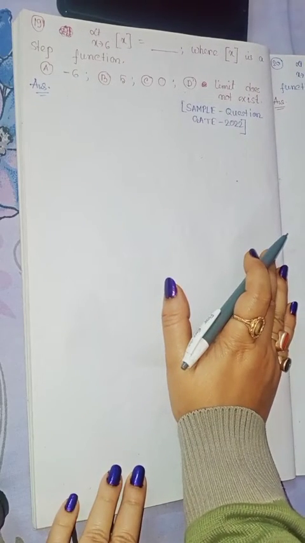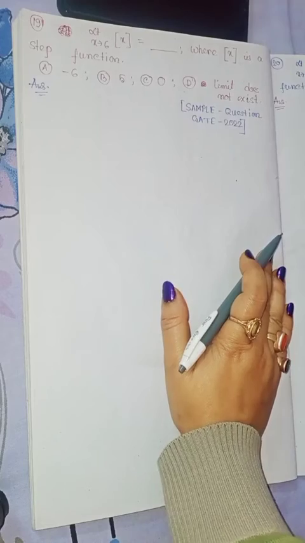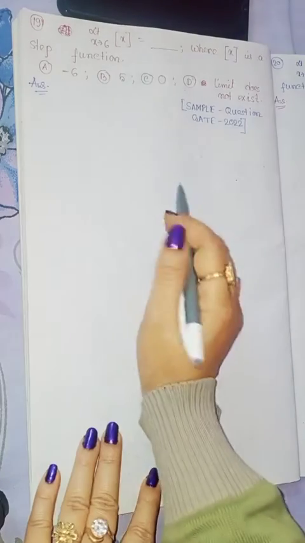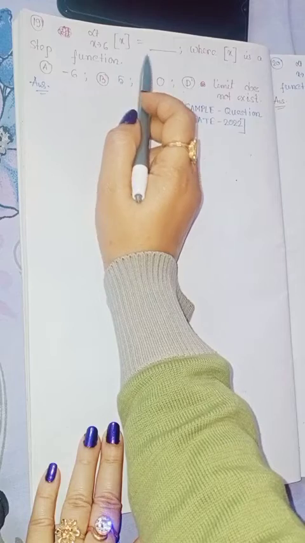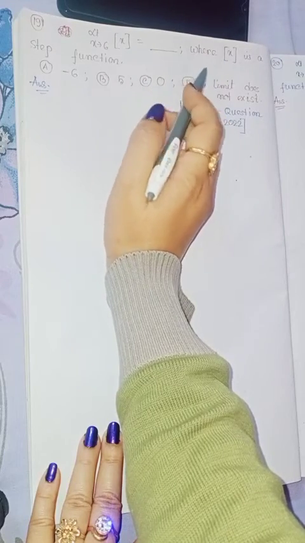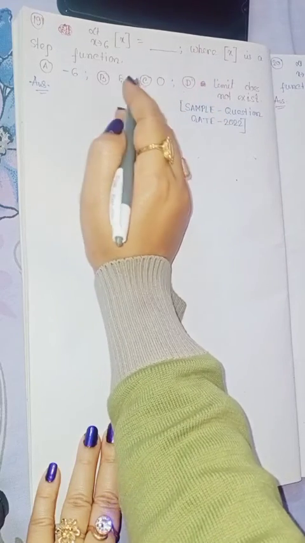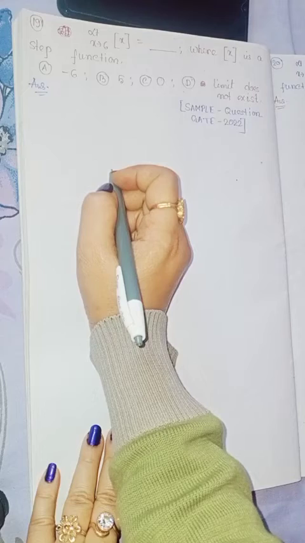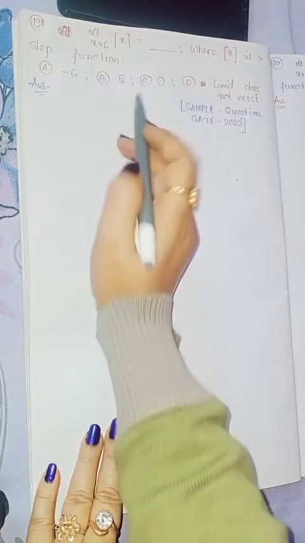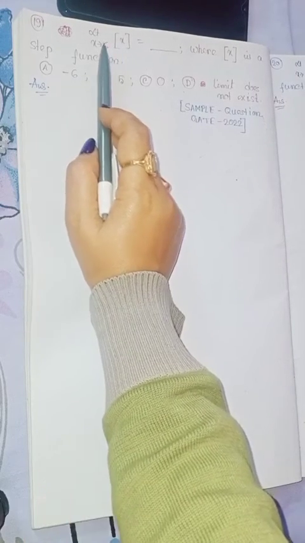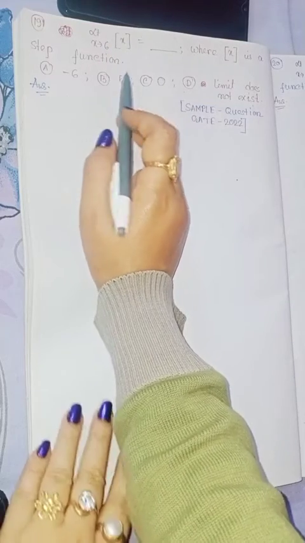Today we solve GATE sample question 2022, question number 19. Limit x tends to 6, floor of x is equal to what? Where floor of x is a step function, 4 options are given. This is a question in the area of calculus, and they have given limit x tends to 6 of floor of x.